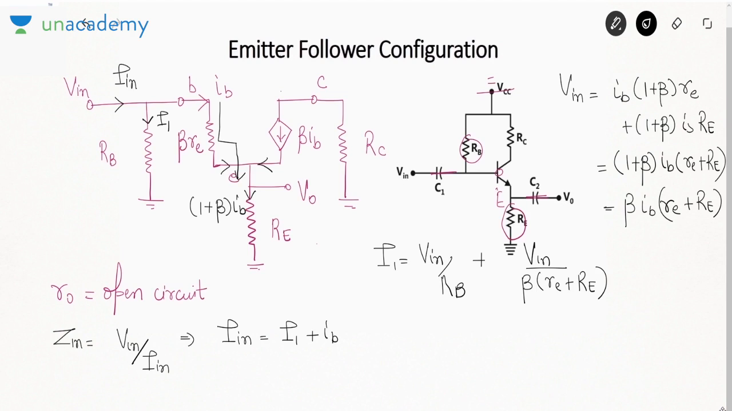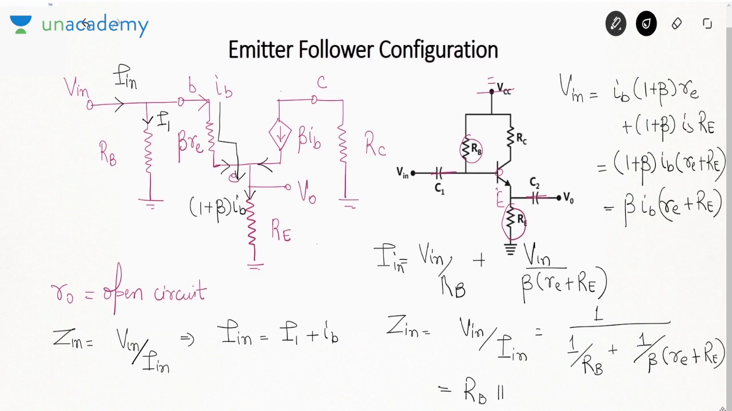In this case now, say this is I in. If you calculate Z in, which is V in over I in, it will be 1 over 1 by RB plus 1 by beta (small re plus capital RE). Or what you can say, it is RB parallel beta (re plus capital RE). Okay. So that is your input impedance Zin.